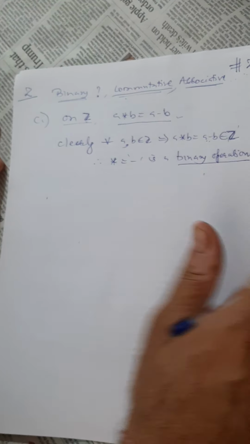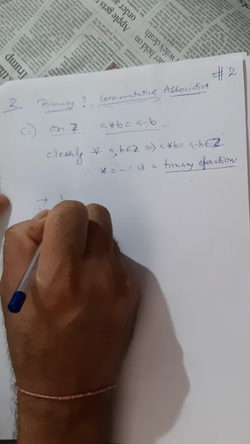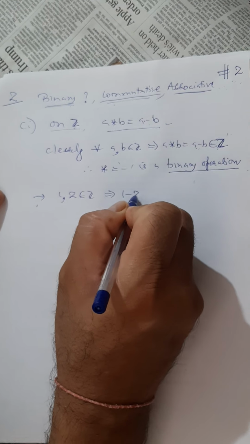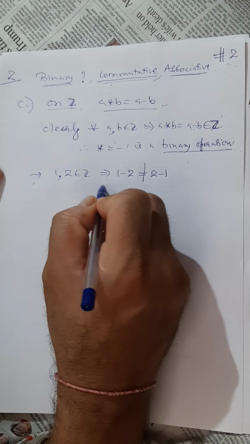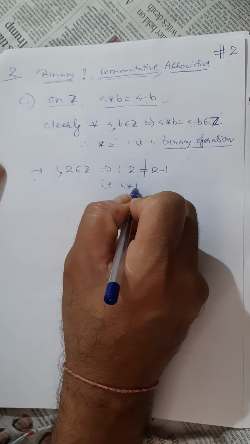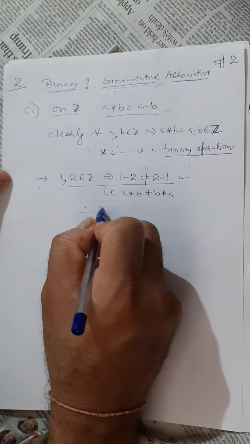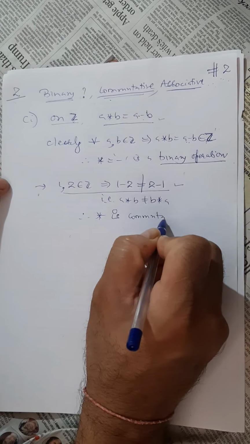Now you know very well that if I take 1 and 2 from Z, then 1 minus 2 is not the same as 2 minus 1. So here you can say that A asterisk B is not the same as B asterisk A. One example is sufficient, remember. Therefore asterisk is non-commutative. You know it, subtraction is never commutative. In subtraction, order is important, so this is non-commutative.